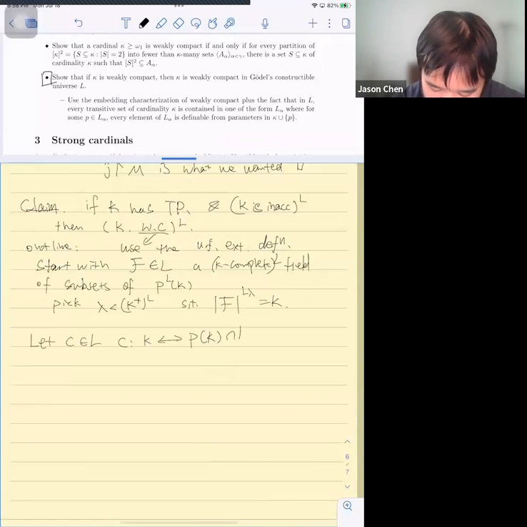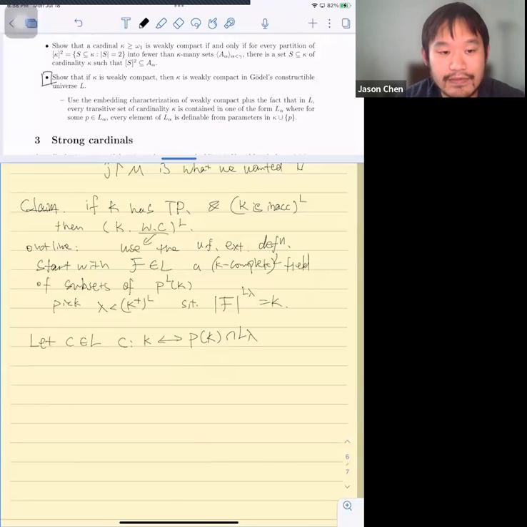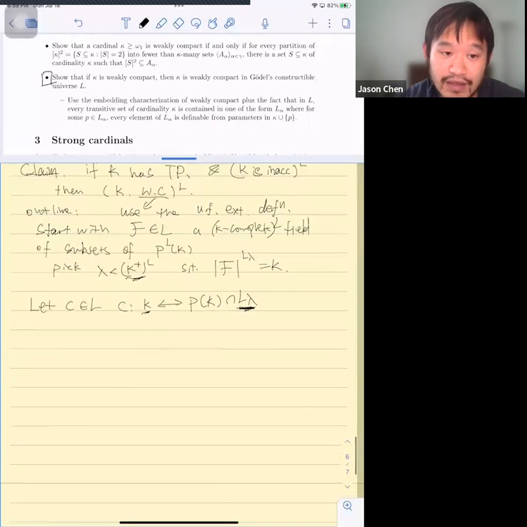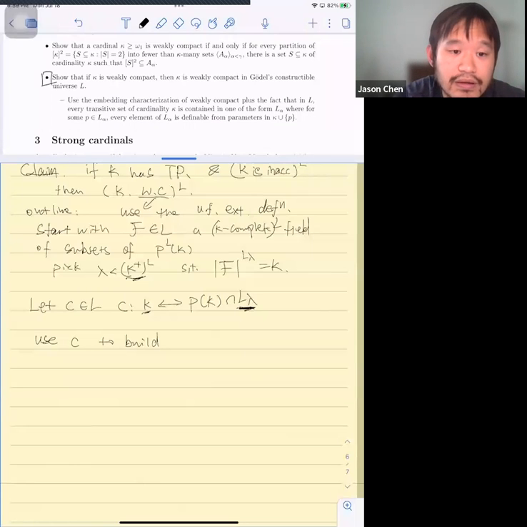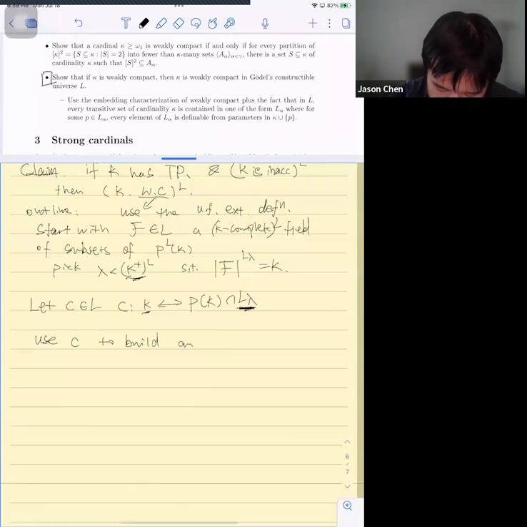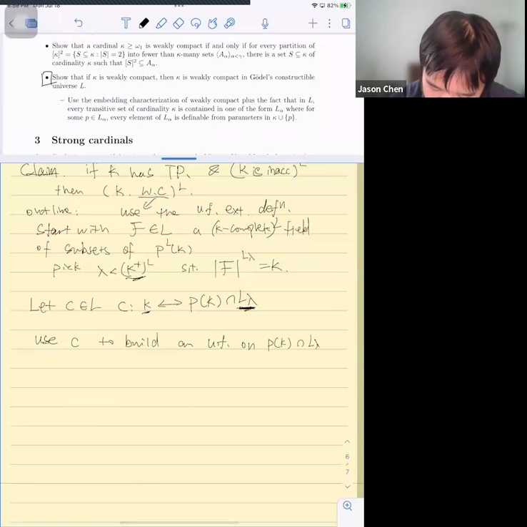Enumerating the subsets of kappa at that level. Right. We know by condensation that at any stage of L lambda, before kappa plus, there could only be at most kappa many subsets of kappa. So you could fix that by projection, then use C to build an ultrafilter on P kappa intersect L lambda.